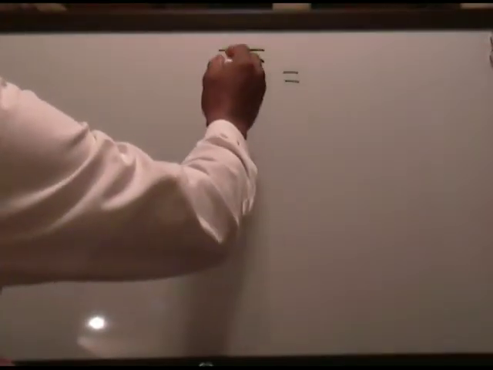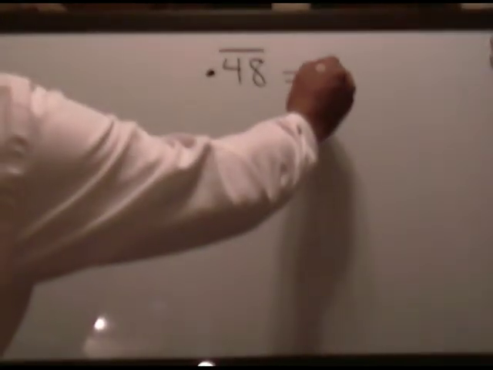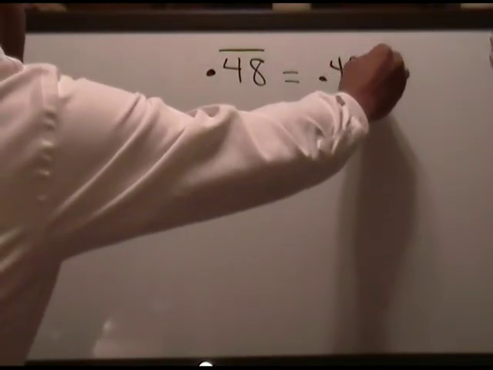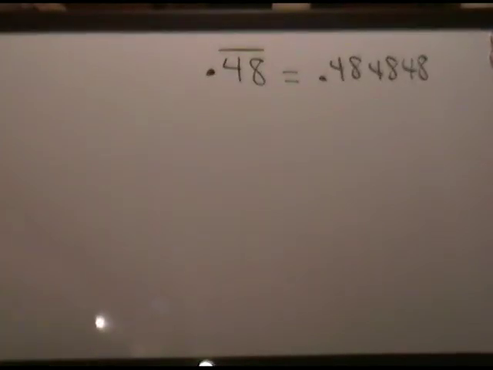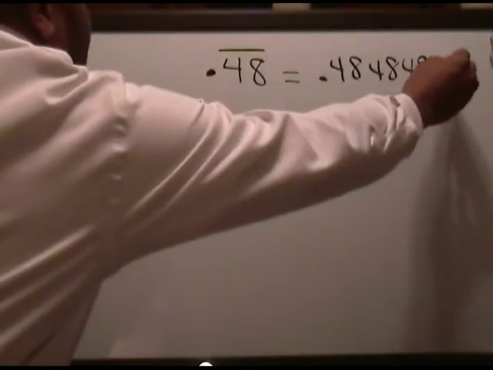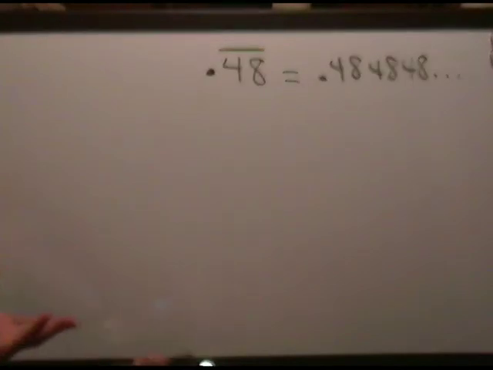0.48, since the line is over the 4 and the 8, that means that the 4 and the 8 are the numbers that are repeating. So since 4 and 8 are repeating, there's no need for us to write 48, 48, 48, 48, dot, dot, dot, because we know that because the line is over those two that they're going to keep going.